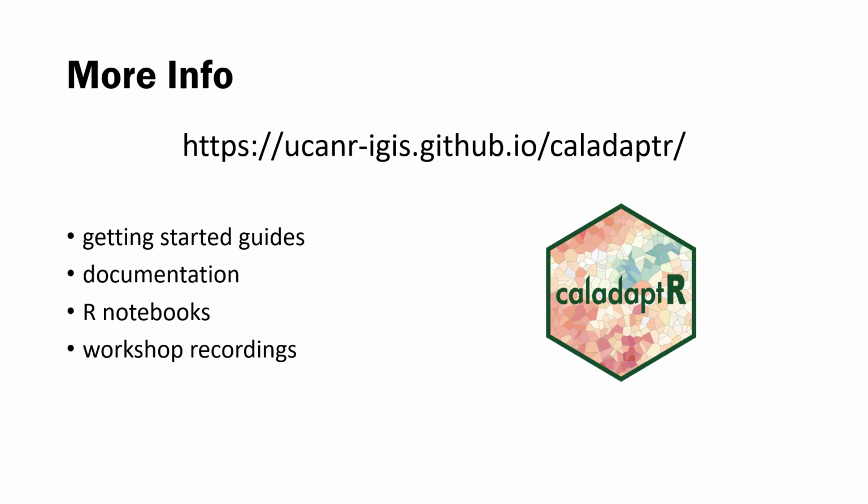For more information, the best place to start is the CalAdapt R website, which has getting started guides, all the technical documentation you could ever want, code recipes, workshop recordings, a contact form to ask questions, and more. You can also check out some of my other videos, which include actual code examples and some of the more advanced features.